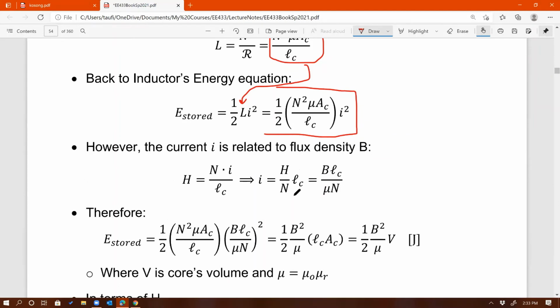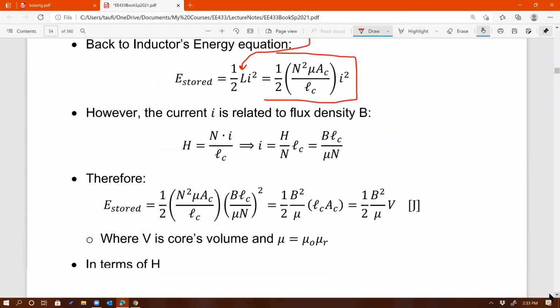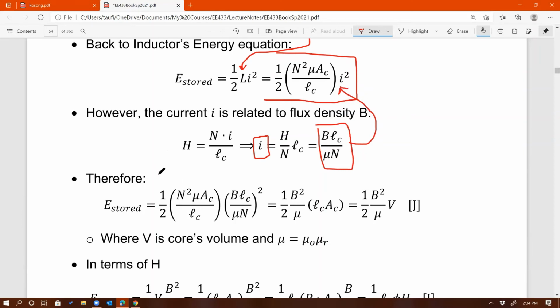And then, however, the current I is related to the flux density B. So H is equal to N i over Lc. So therefore, I is equal to H Lc over N, which is equal to B Lc divided by mu N, right? I'm just replacing H with B over mu, right? So if that is the case, what happens here? Let's see. What did I do here? So what I did is I replaced I with this equation. Right, so go ahead and plug in I into that equation right there. And I get this equation right here.